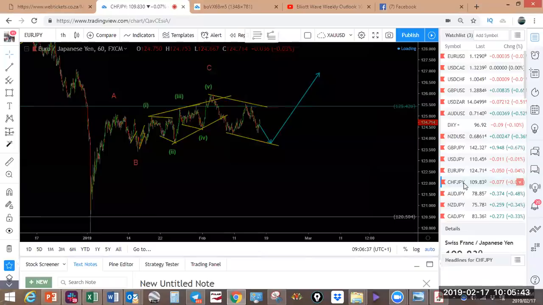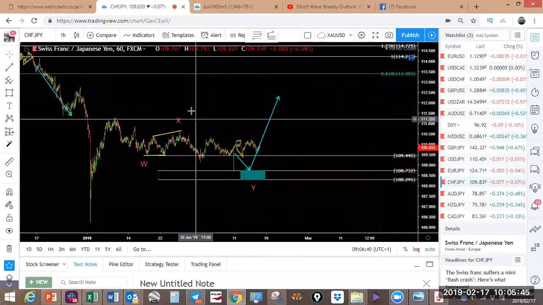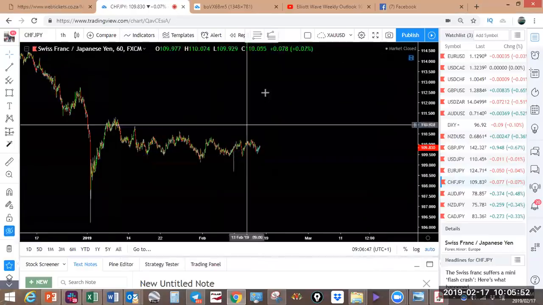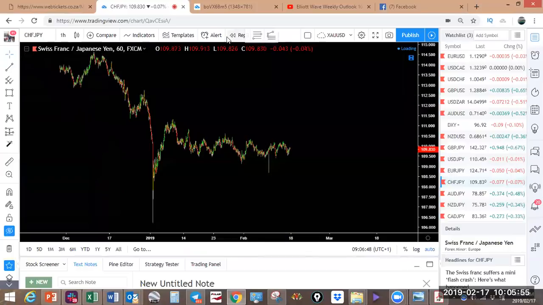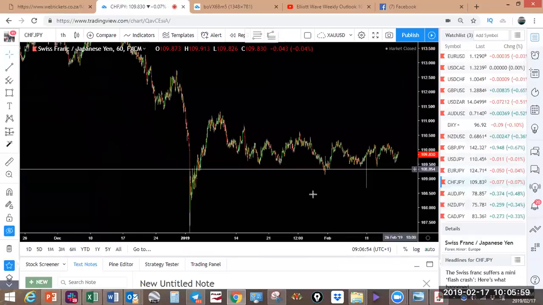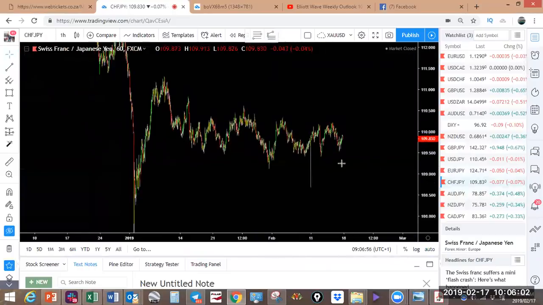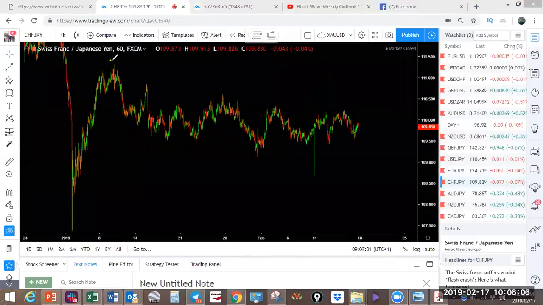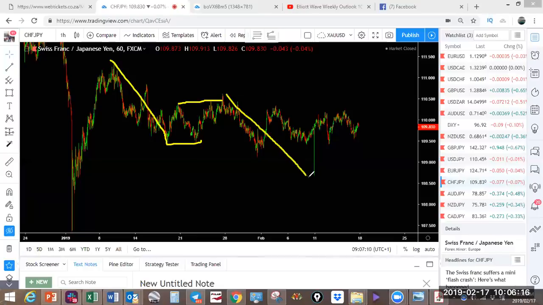CHF, also very clear. Now CHF has made this structure. Let's switch off, avoid the clutter. CHF is also very clear. We've made a lot of money on this pair because it's got a very clear setup most of the time. So let's have a look. So CHF, you have 3 wave moves to the downside. You've got this corrective structure here. Looks like a regular flat. You've got 1, 2, 3. Also another zigzag looking structure like that.